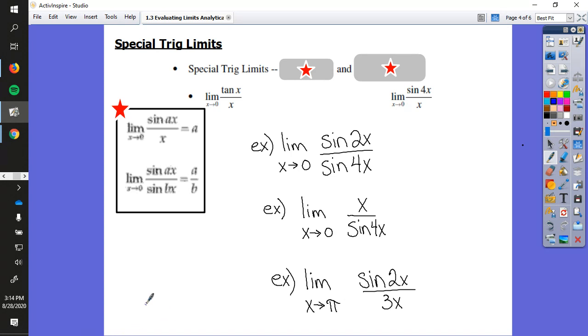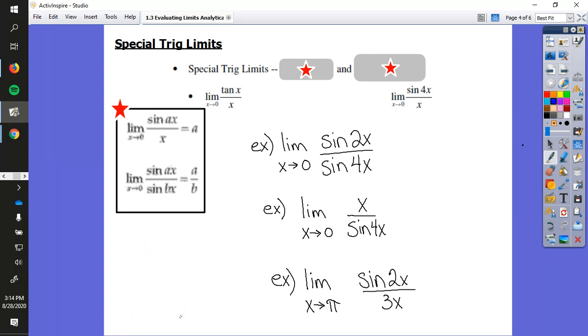If you don't, if you get something like 0 over 0, what that means is we can actually manipulate our information and simplify the expression, or in this case, use some kind of special trig limit in order to allow us to find the limit if it exists. And so that's what we're doing today. We're going to look at special trig limits.